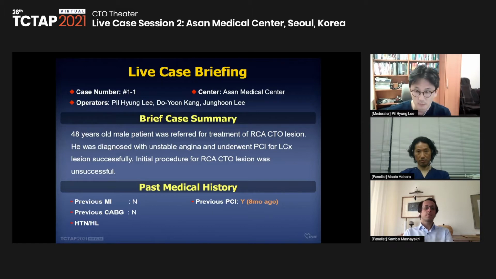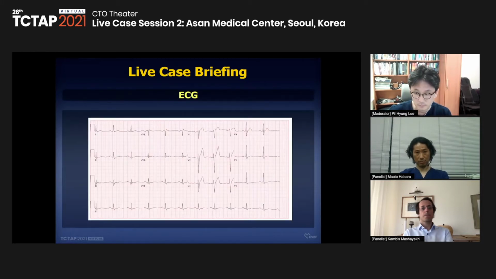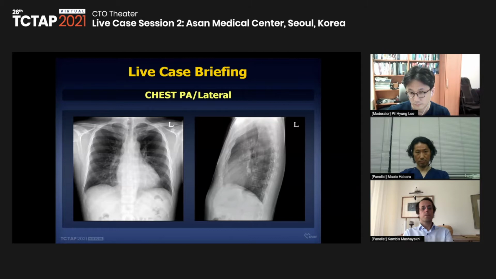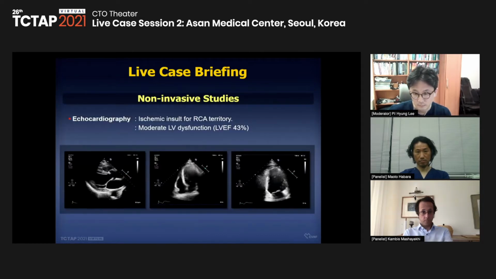He has a history of hypertension and hyperlipidemia, and he doesn't have any history of MI. So I think we have to discuss the indication for our CTO PCI. If you look at the ECG, there is no definite evidence of pathologic Q. You can see that he has some degree of cardiomegaly. The echocardiogram revealed a definite wall motion abnormality at the inferior wall, and his global LVEF was 43%.